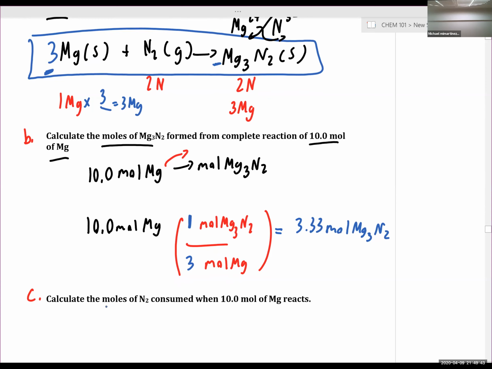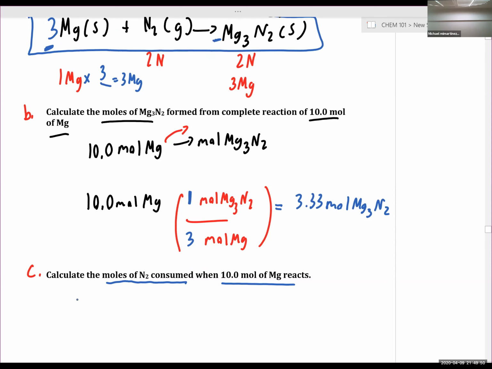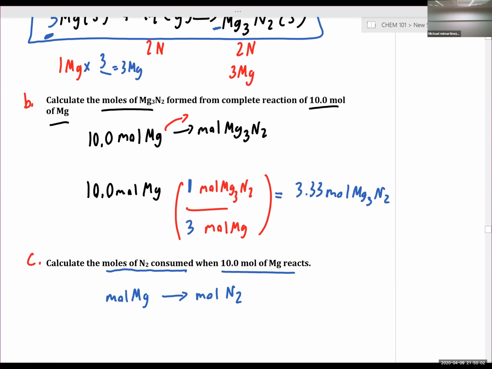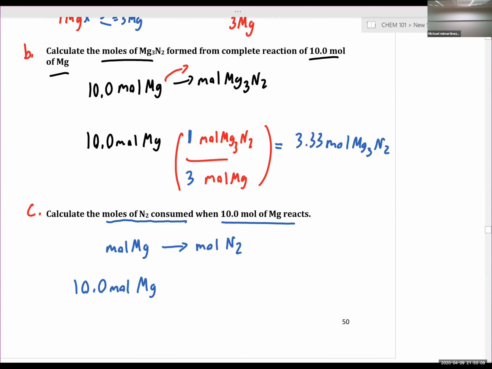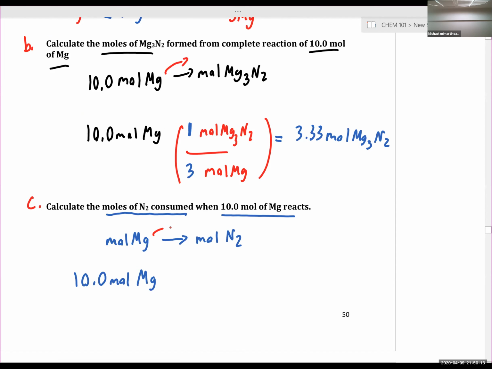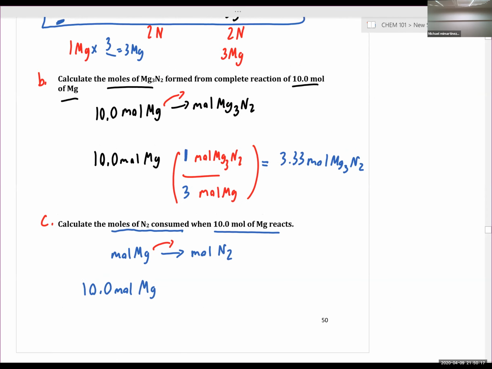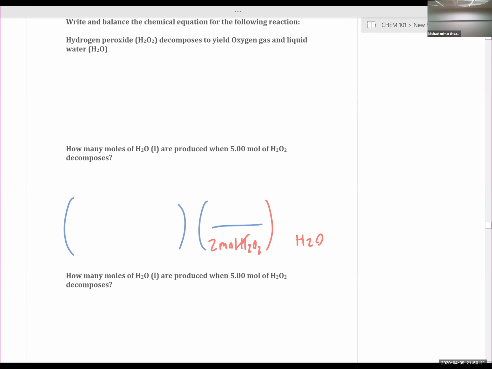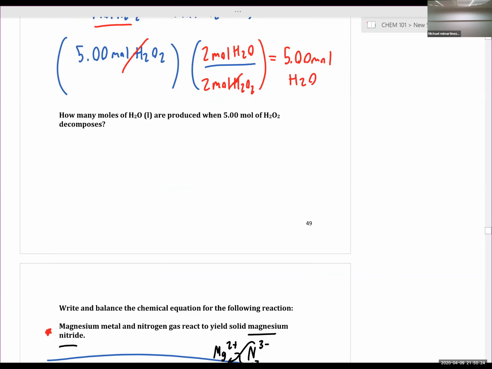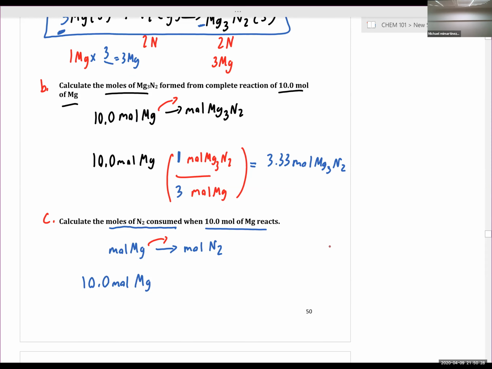We're next asked to calculate the moles of nitrogen consumed when 10 moles of magnesium reacts. So we are trying to calculate the moles of nitrogen, and we're given the moles of magnesium. Continuing on from this, we're starting with 10.0 moles of magnesium. If we think about our conversion factor logic, we're trying to go from the moles of magnesium to the moles of nitrogen. So we're going to have moles of nitrogen on top and moles of magnesium on the bottom.